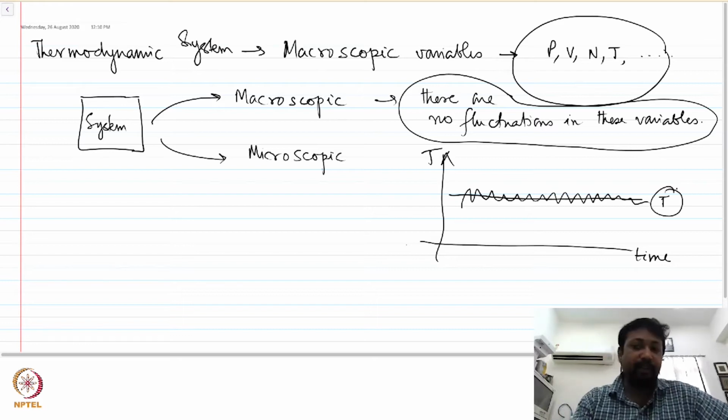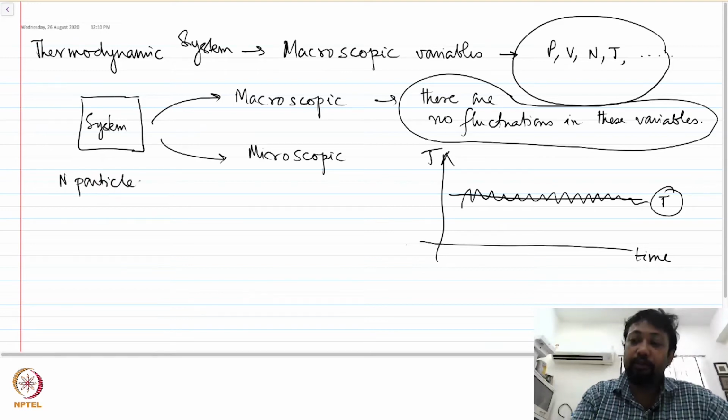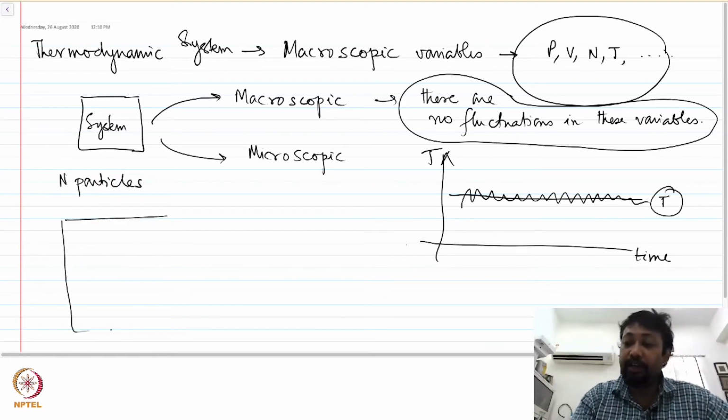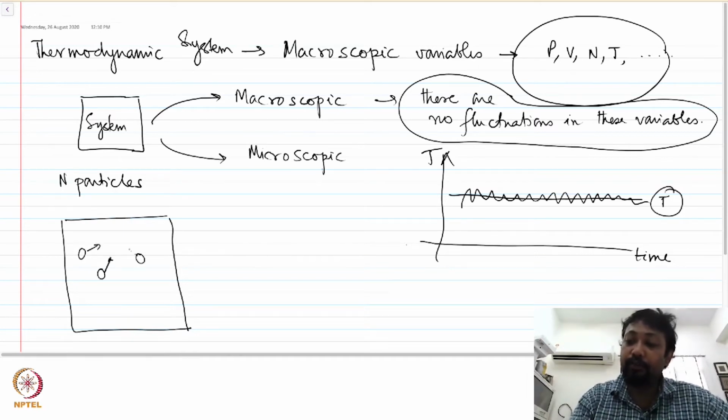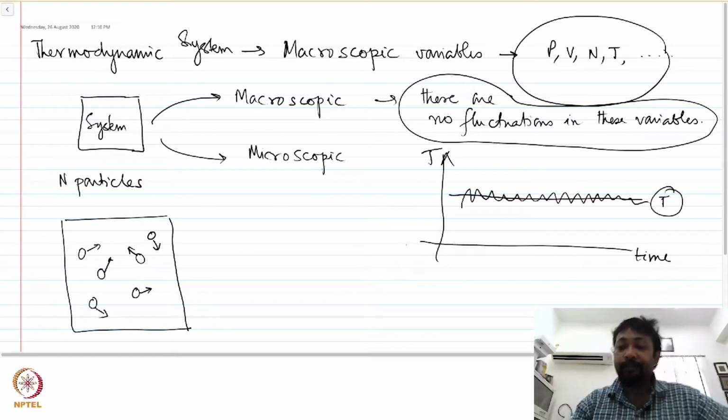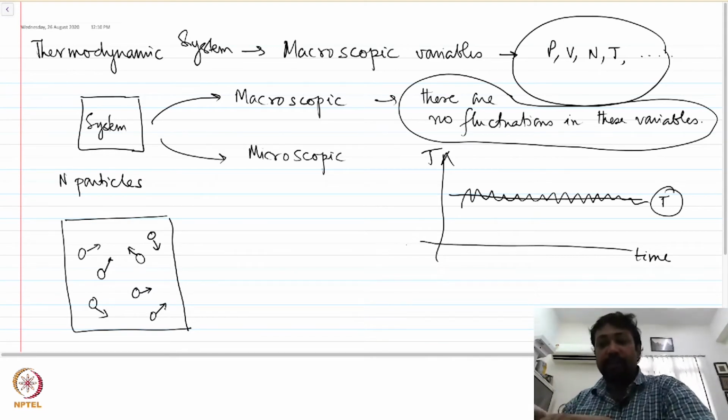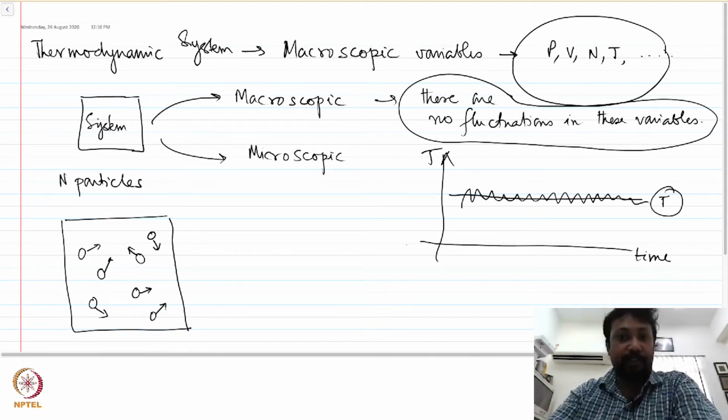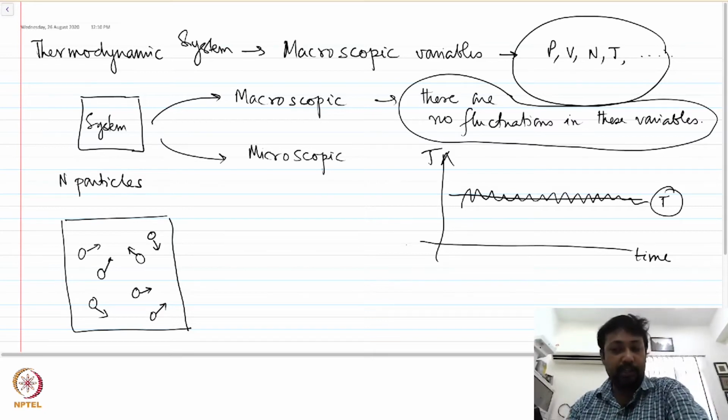In reality, for example, if your system consists of n particles which are moving around, so if I have a container which has gas particles, then I know that these gas particles are all moving around randomly, right? This is what you have learned in your kinetic theory. So clearly, this picture is different than this picture. In this picture, you can easily see that I am looking at the system more microscopically.